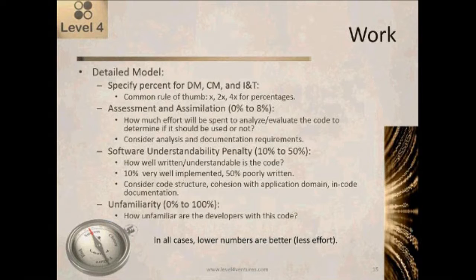Then the last category is unfamiliarity. So that goes from 0% to 100%. And the question is, how unfamiliar are the developers with this code? In all cases, lower numbers are better, so lower numbers will be less effort.